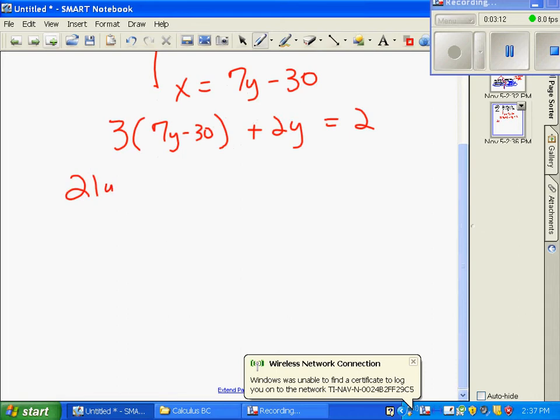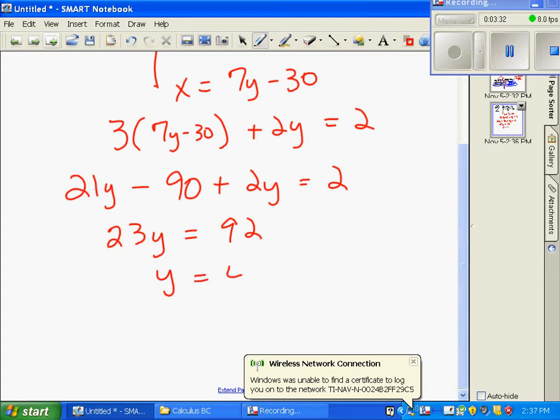So I get 21y, 7 times 30, that's going to be my 90, plus 2y equal to 2. Add the y's together, collect like terms, so I get 23y. And I'm going to add 90 to both sides, so that's going to be equal to 92. Divide by 23, so I get y to be 4.